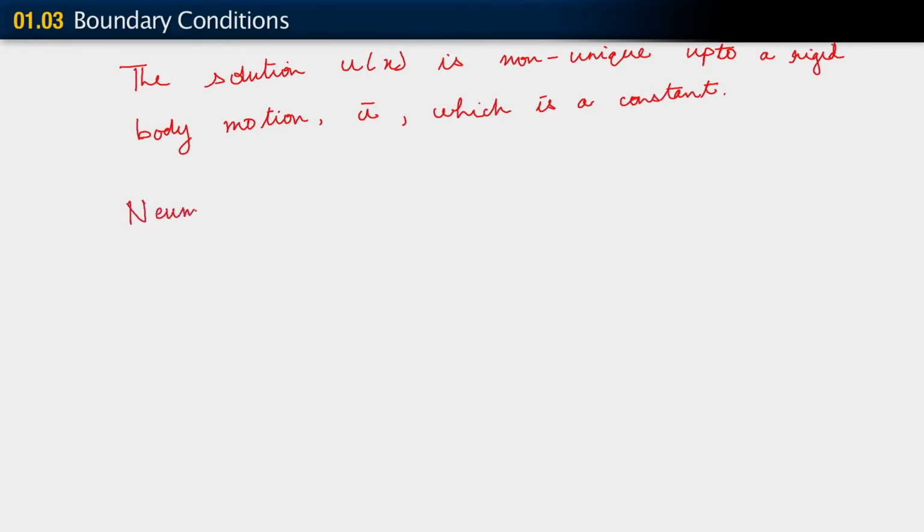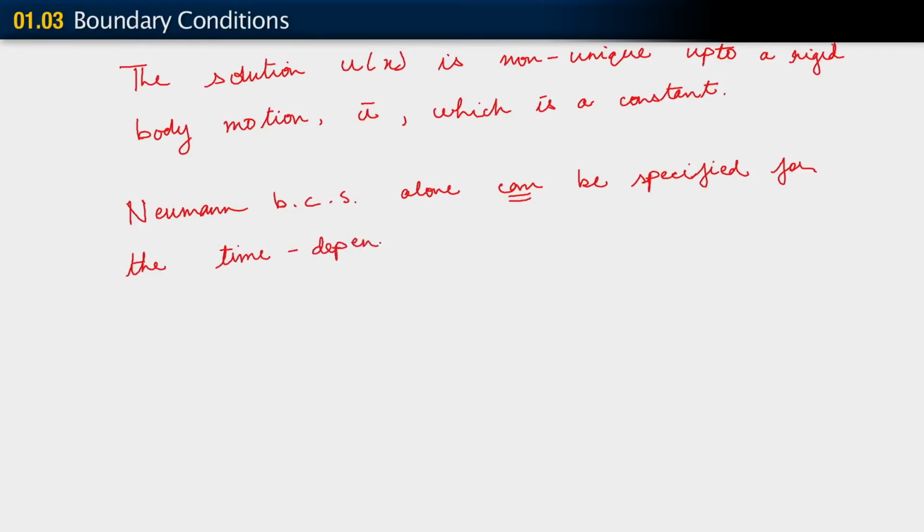Neumann boundary conditions alone can be specified for the time dependent elasticity problem.